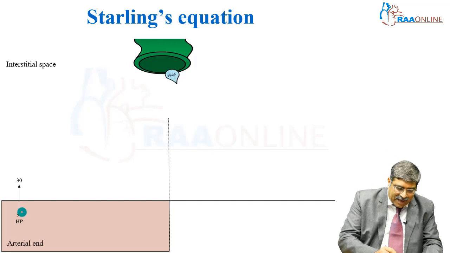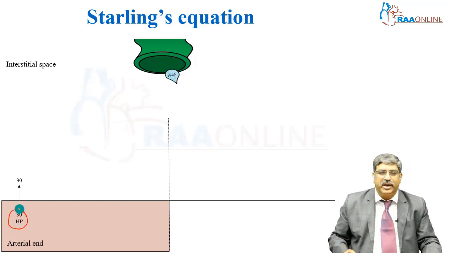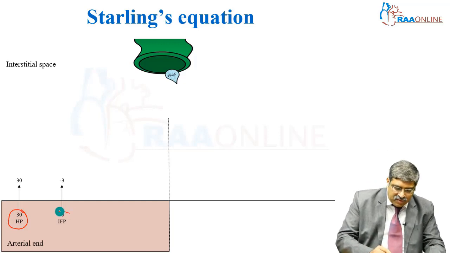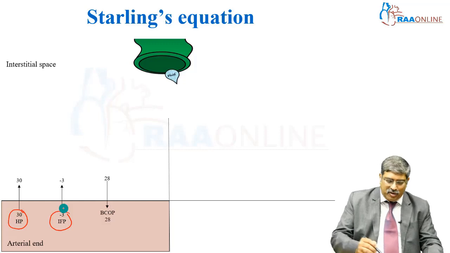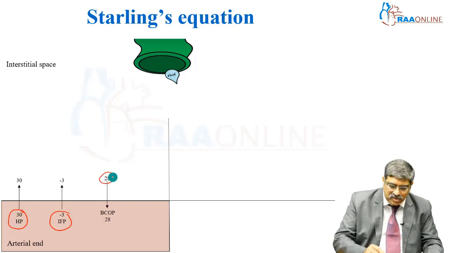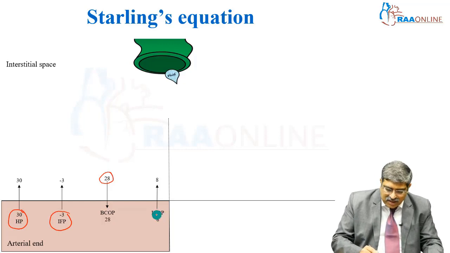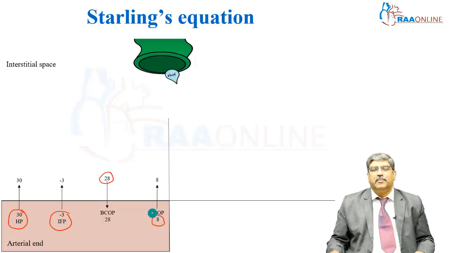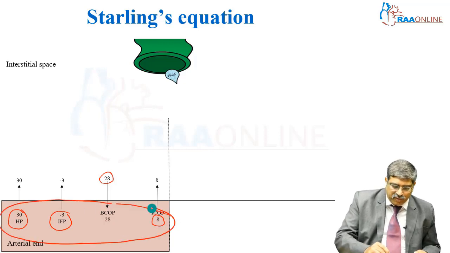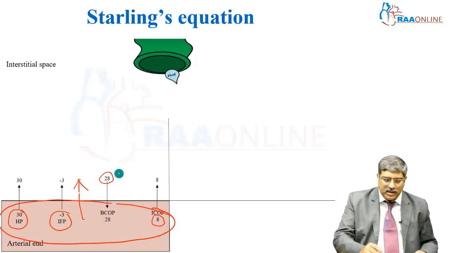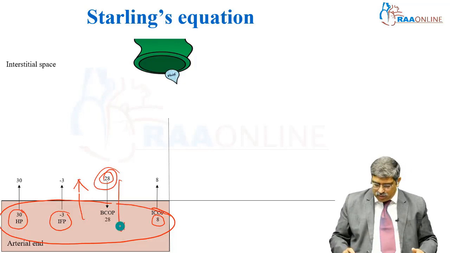The normal capillary hydrostatic pressure is 30 millimeters of mercury. The interstitial fluid pressure is -3 millimeters of mercury, the plasma oncotic pressure is 28 millimeters of mercury, and the interstitial oncotic pressure is around 8 millimeters of mercury. These three forces will try to move the fluid into the interstitium, and the plasma oncotic pressure will try to hold the fluid in the capillary.